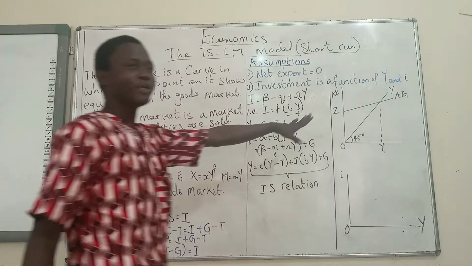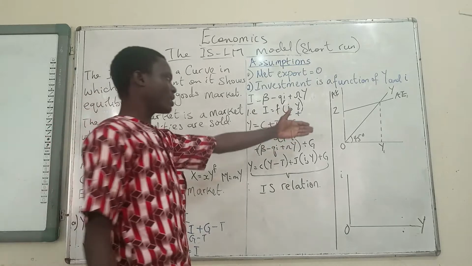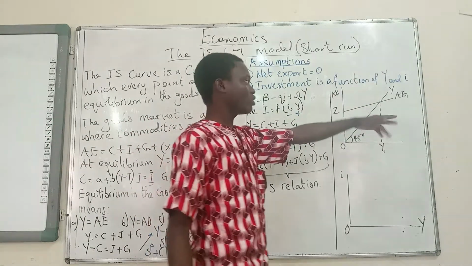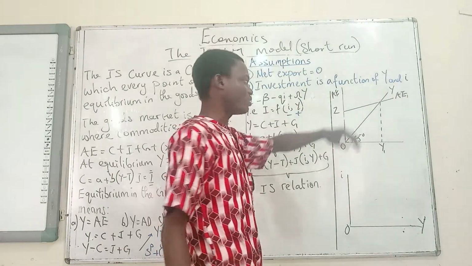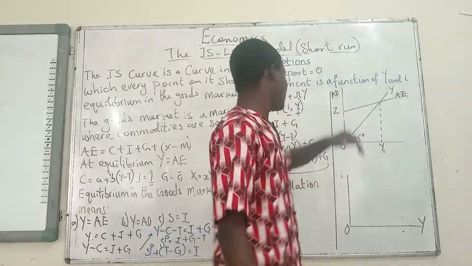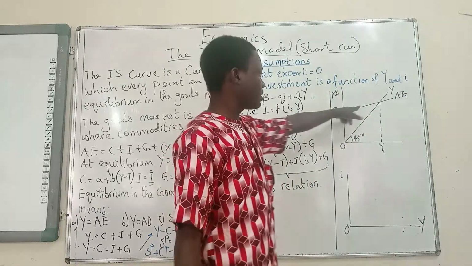Okay, so how do we then derive the IS curve? You see, in the goods market, this is basically what we have. We have the 45-degree line that represents the potential GDP, or you can just call it the output. I believe we've spoken about all of this before. Then we have the aggregate expenditure line, which is the C plus I plus G. So before you get to the equilibrium, now this is equilibrium.